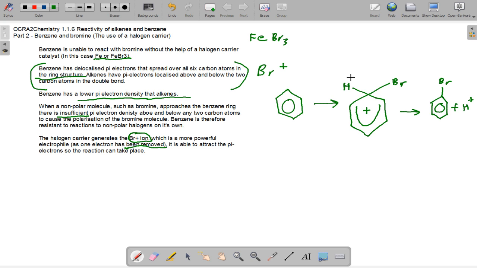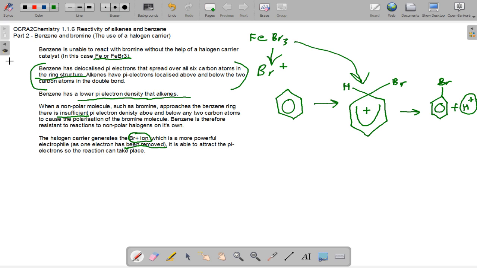So benzene goes to an intermediate state where the halogen carrier produces a Br plus ion, and that Br plus ion will attach to the bond where the hydrogen was, and the hydrogen goes there. So the hydrogen is knocked off, forms an H plus ion, uses one of the delocalized electrons, and bromine is where the hydrogen was.